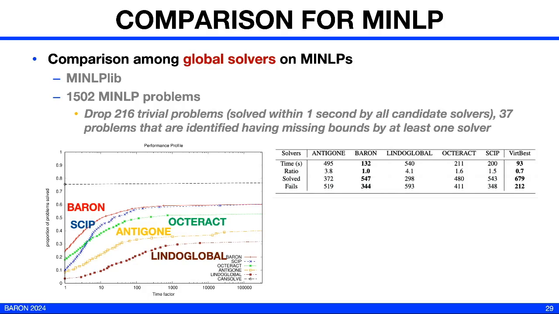And here we see Barron still leads the role, but we see that Barron and SCIP solve almost the same number of problems. And the virtual best solver is ahead of all the other global solvers by solving more than 100 problems. So that means there is still space for all the other global solvers to improve, to catch up.